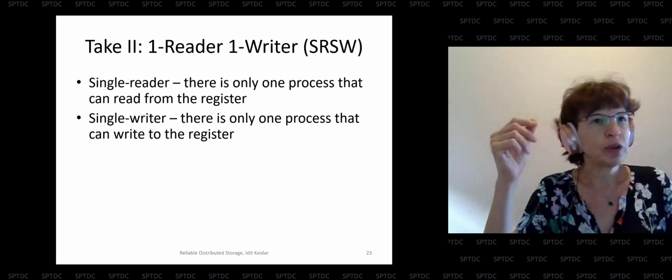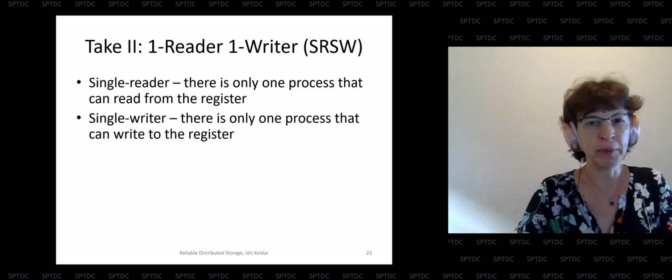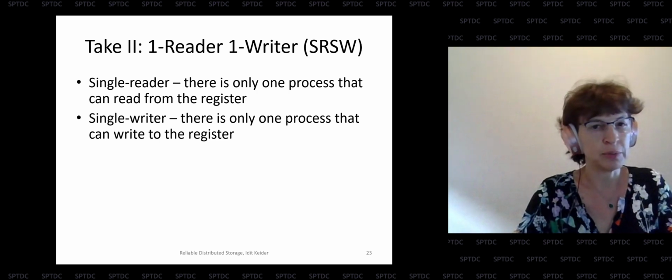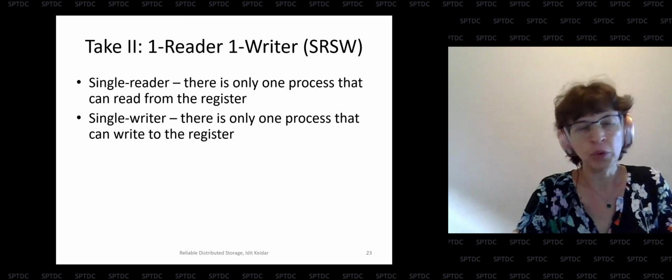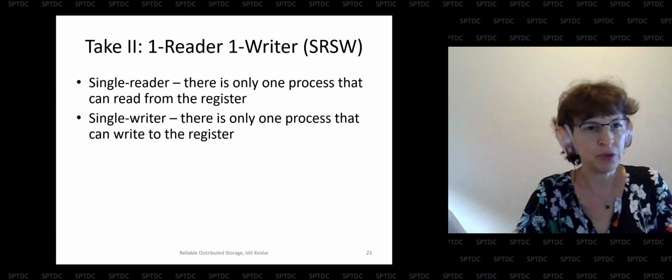So let me show you what you can still do despite FLP if we're just trying to do a register. Let's look at a simple case first, and then we'll generalize it later, where we have one reader and one writer. So we have two processes. One of them wants to be able to write to the register, and one of them wants to be able to read from the register, okay?